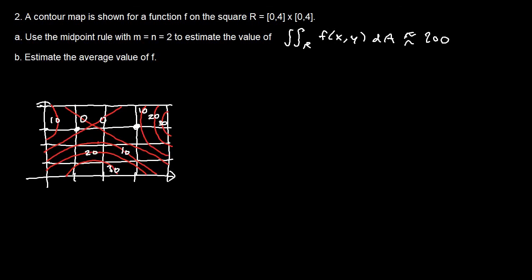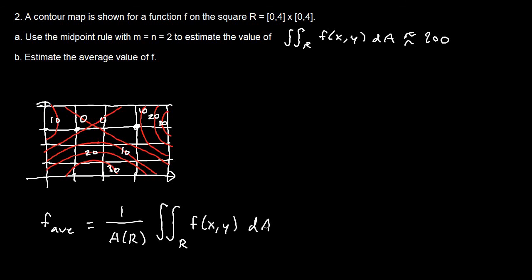Now the formula for the average value of a double integral is f sub average equals 1 over A of R times the double integral over the region R of f of x, y dA. A of R describes the total region described by R. So in this case, the entire contour map is going to be the area. If it's a 4 by 4 contour map, then the area is obviously 16. So A of R is going to be equal to 16.